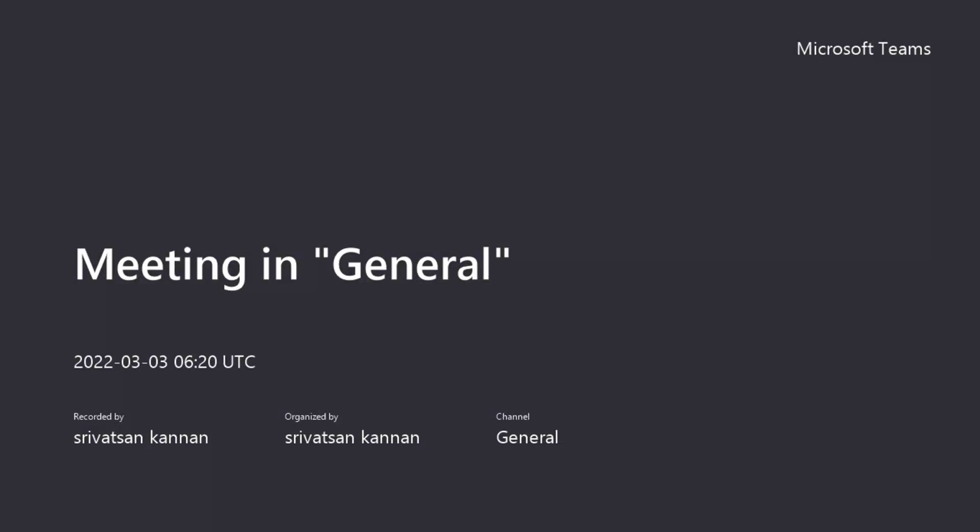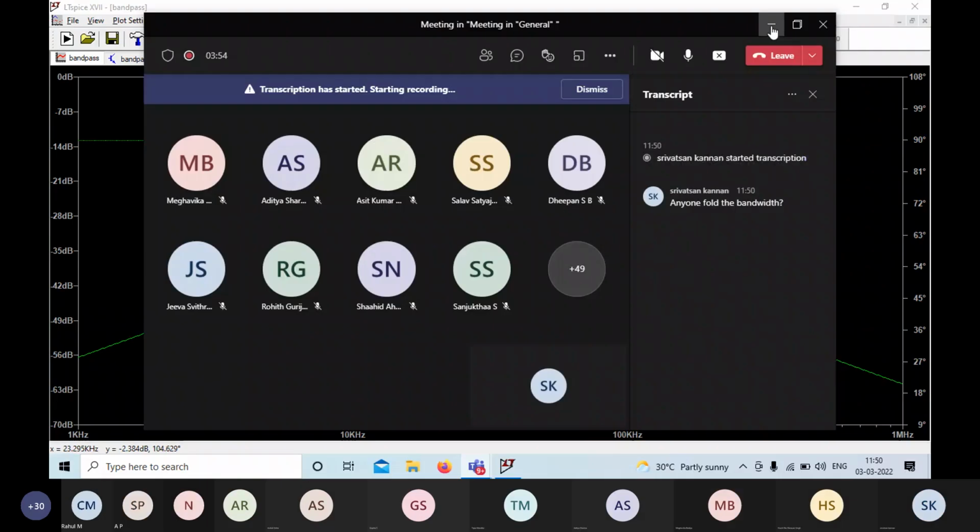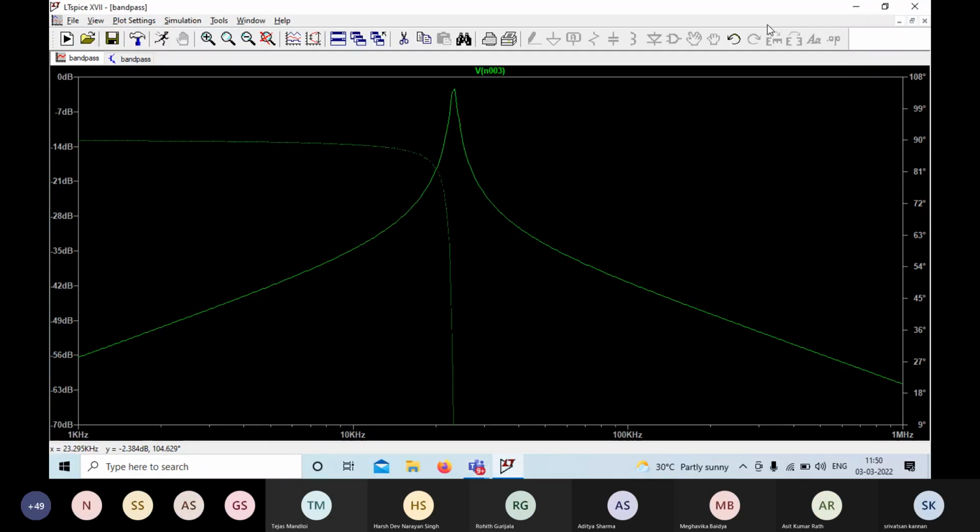Bandwidth? So what is the highest gain? It is minus 2.8, right? And the corresponding frequency is 23.1. Are you all following or not?